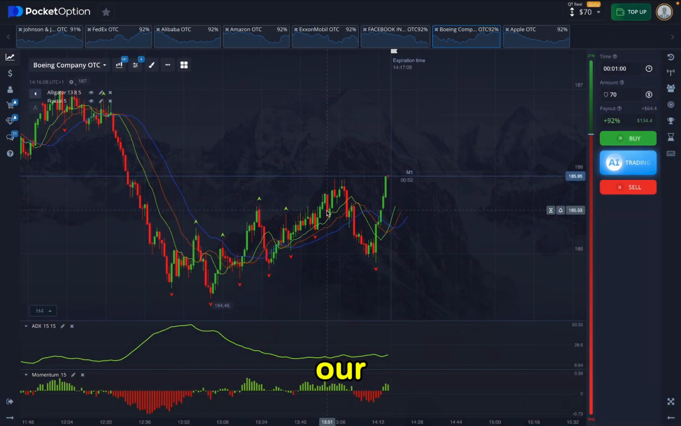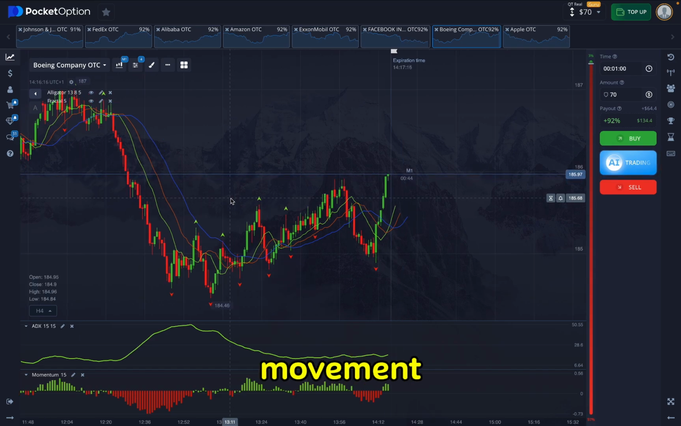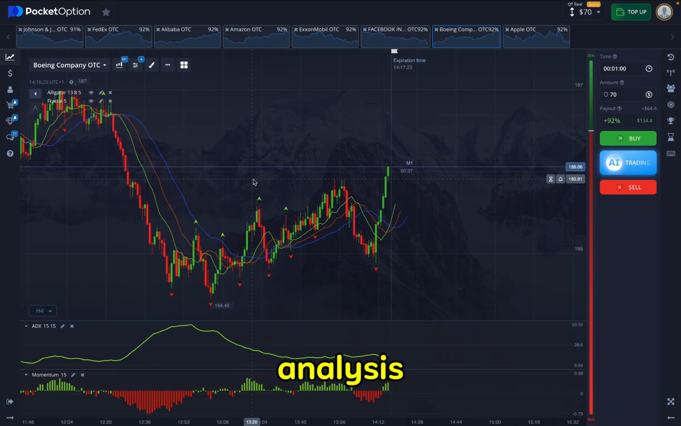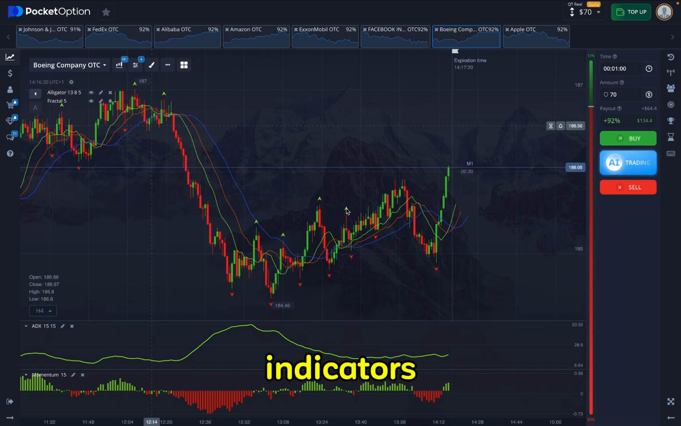So let's get to our trading today. Today, I am trading on company stocks and all assets with the most optimal movement patterns and payout percentages you can see in front of your eyes. I have already made a detailed analysis of the market for the last period of time and came to the conclusion that today we will use the following indicators.